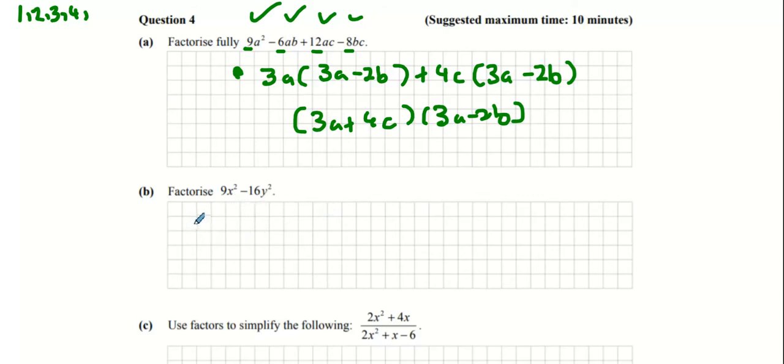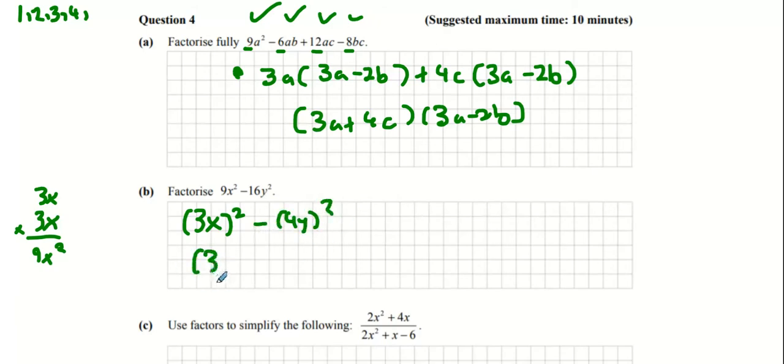This one's the difference of two squares, where 3x squared gives you 9x squared, because 3x multiplied by 3x is 9x squared. Same thing for 4y. Difference of two squares, so it's going to be 3x plus 4y and 3x minus 4y.